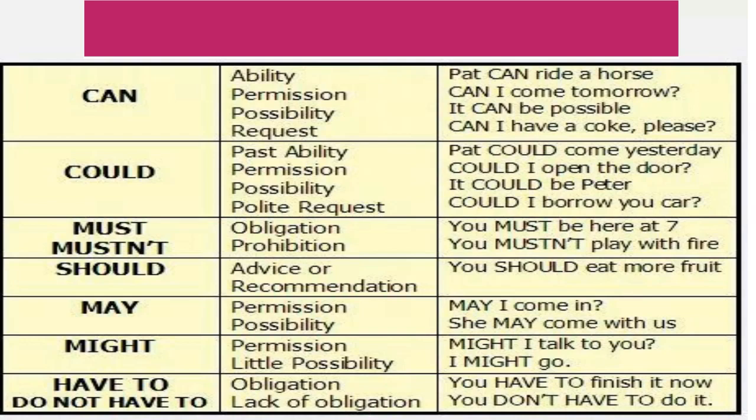Might is used for permission and for little possibility, for less possibility. For permission, the example is given, might I talk to you? And for possibility, I might go. There is very little possibility. Then have to and don't have to. Have to is used for obligation. You have to finish it now. Then don't have to is used to express lack of obligation. You don't have to do it. So these are modal auxiliaries.